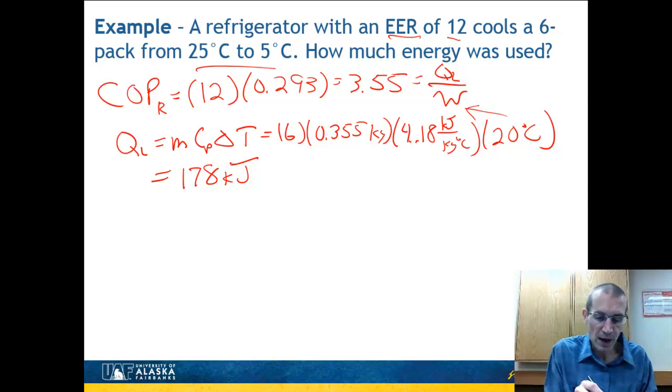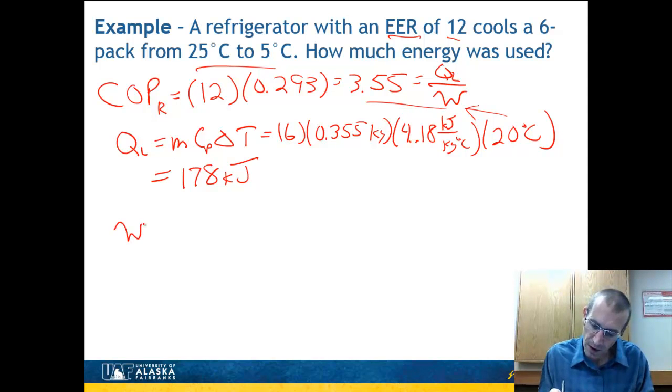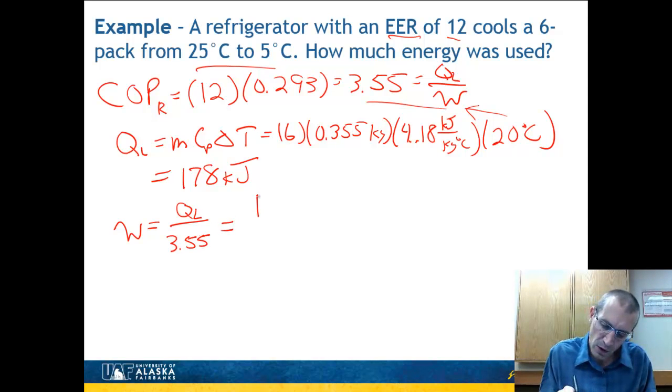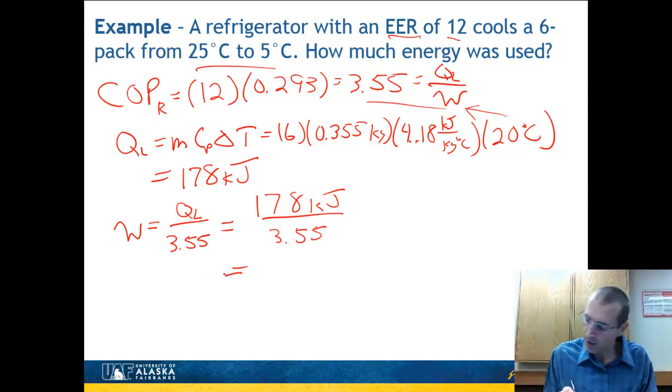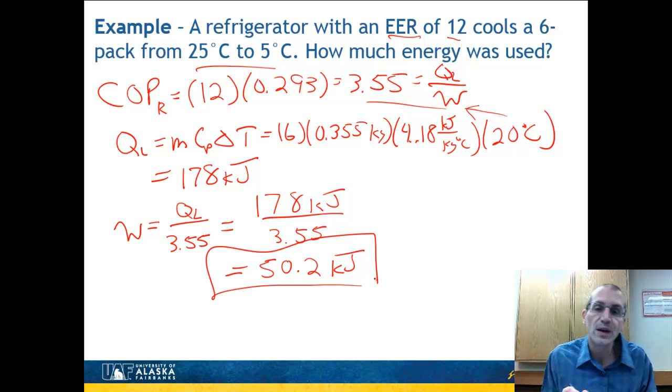So now I'm going to figure out the amount of work by putting it into this equation right up here, where I see now that my work is going to be QL over 3.55. So 178 kilojoules divided by 3.55, and that amount of work is going to be 50.2 kilojoules. So I only need to put in 50.2 kilojoules in order to remove 178 kilojoules of energy from my beverages.